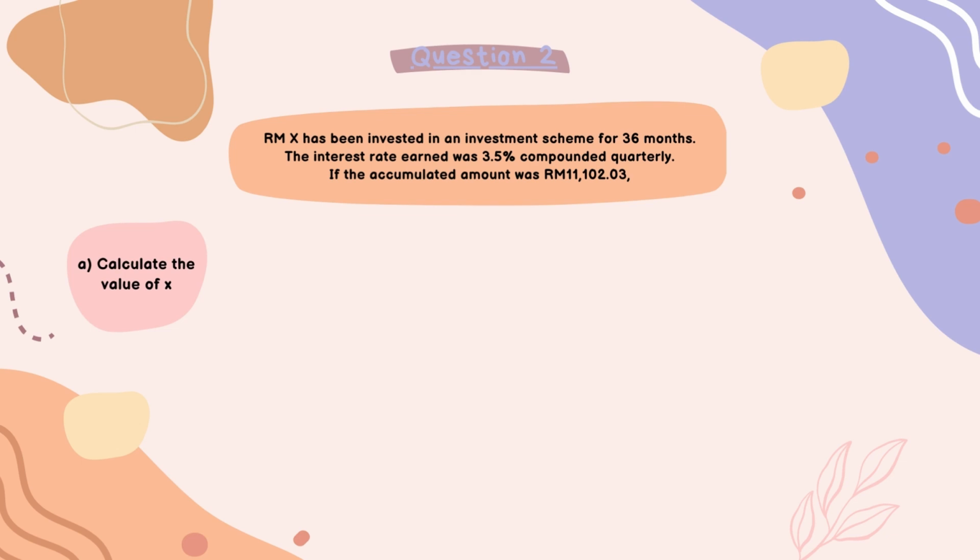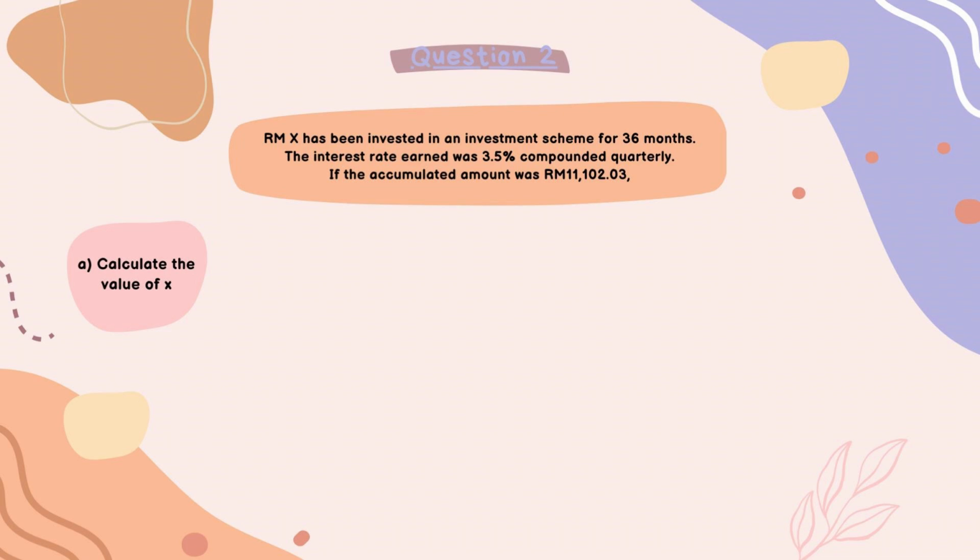So question 2, part A. RMX has been invested in an investment scheme for 36 months. The interest rate was 3.5% compounded quarterly. If the accumulated amount was RM11,102.03, question A: calculate the value of X.